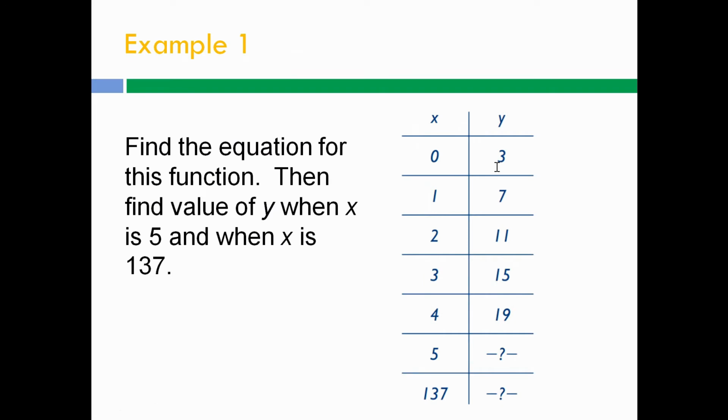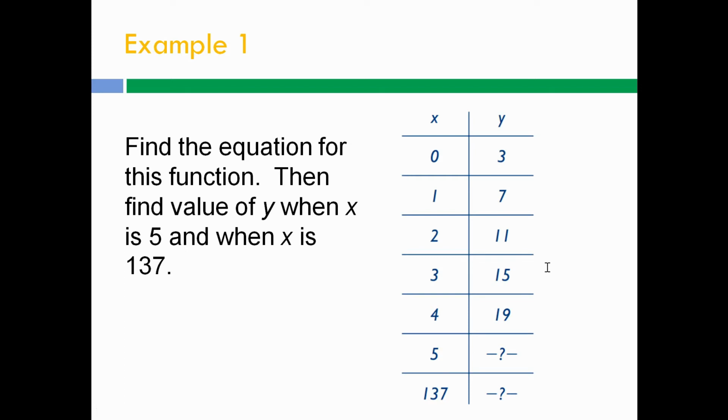So let's do an example. Find the equation of this function, then find the value of y when x is 5 and when x is 137. So look at the first input of x, it is 0, so you can proceed. Take the differences. 7 minus 3 is 4, 11 minus 7 is 4, 15 minus 11 is 4. I start seeing a constant after taking the first difference. That means this is a linear equation.